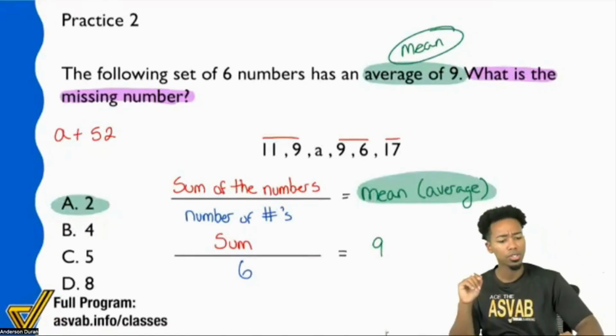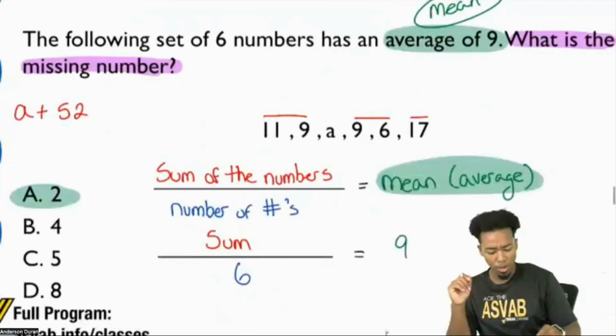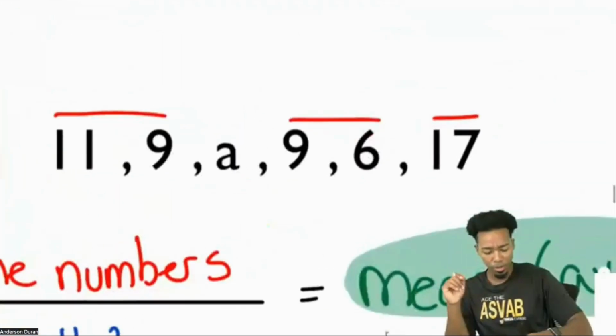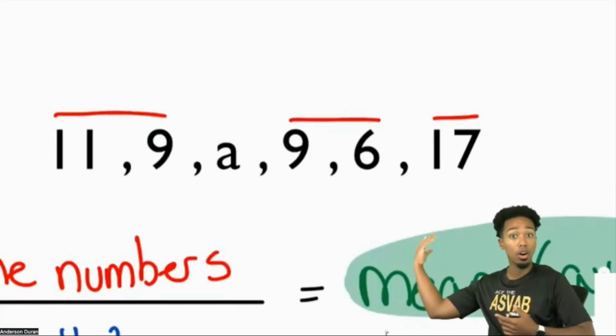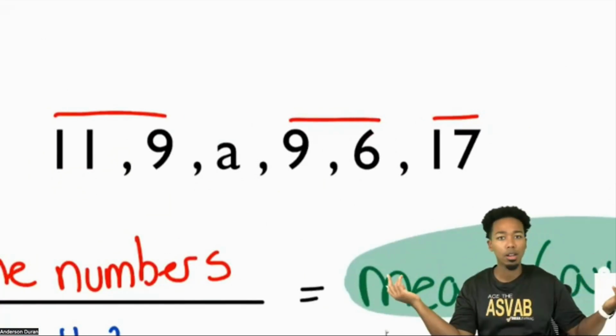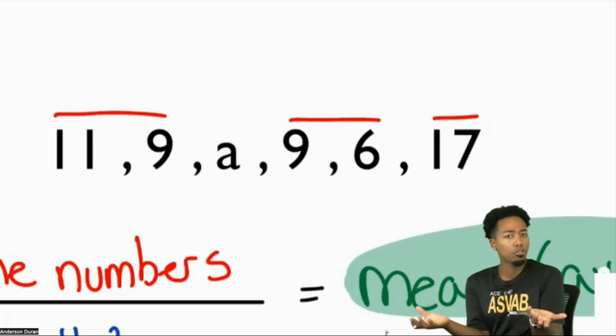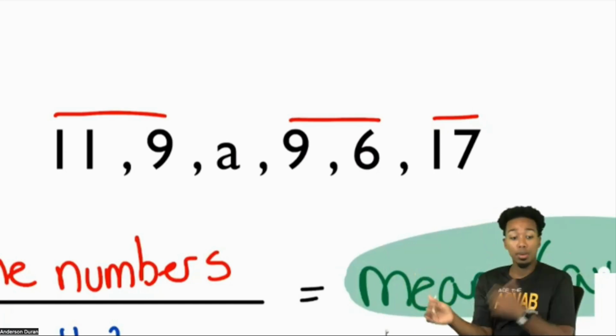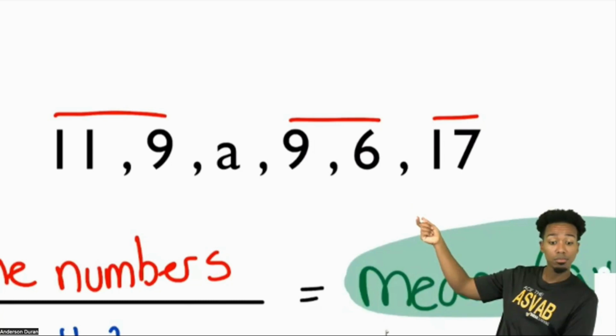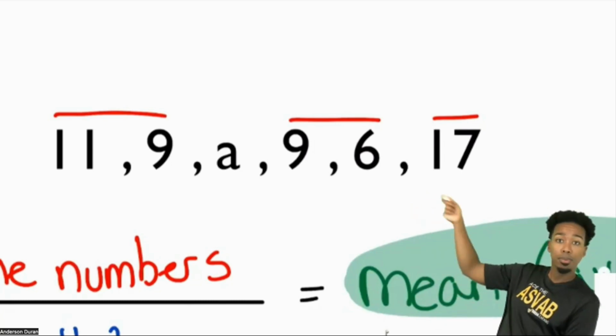Everybody, true or false? Either way, if I wrote sum, or if I wrote A plus 52, I'm pretty much just saying A plus whatever all those numbers add up to. I'm just trying to add them all up. I can't add the A in there just yet because I don't know what A is. But I do know that 11 plus 9 is 20. Plus 9 is 29. Plus 6 is 35.